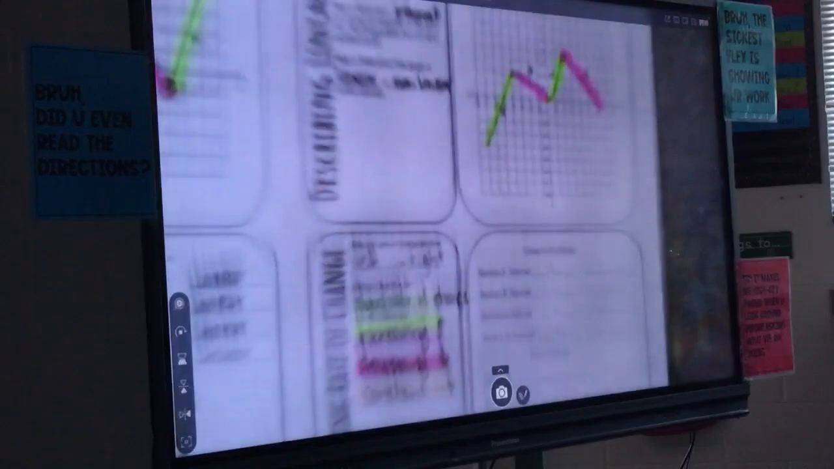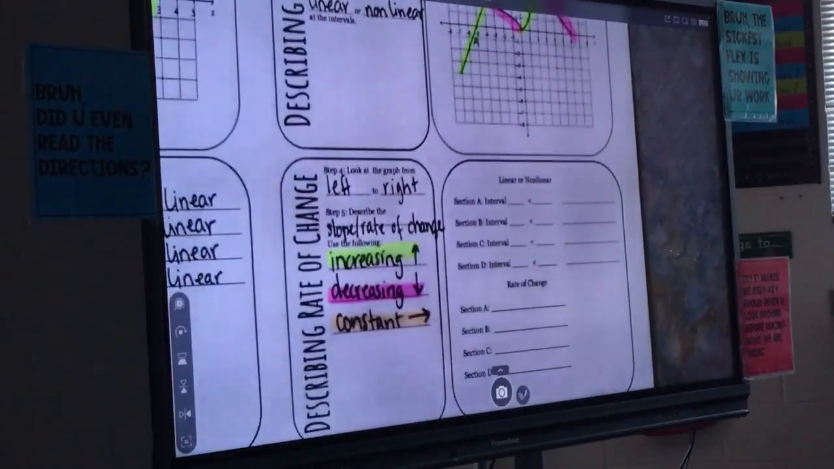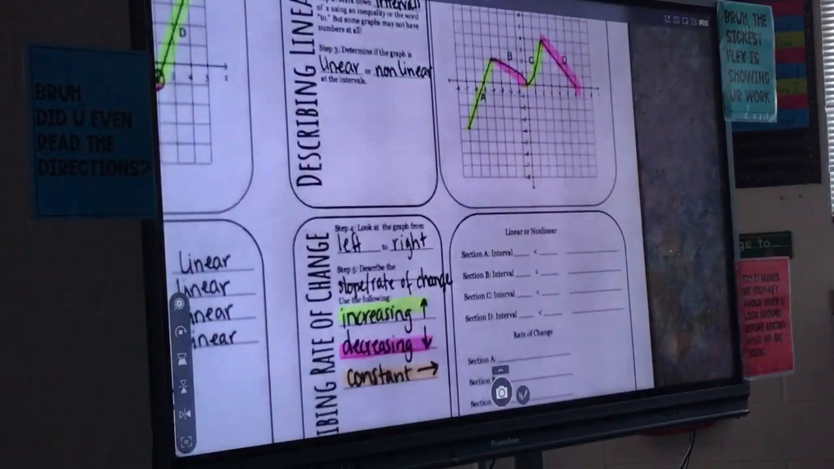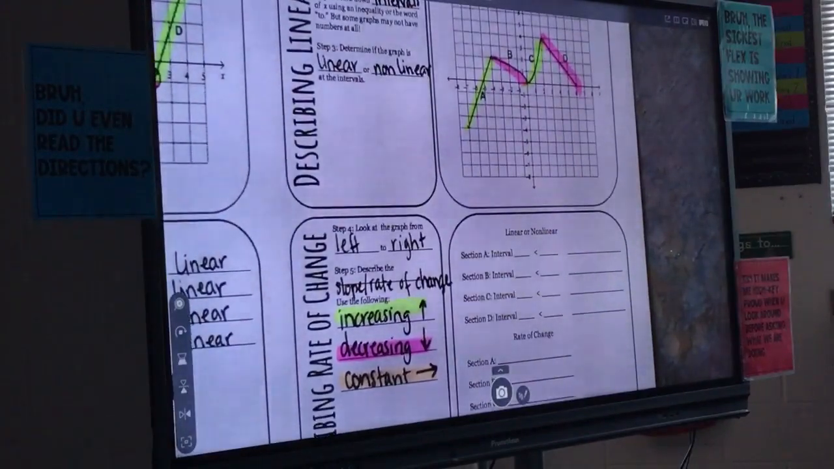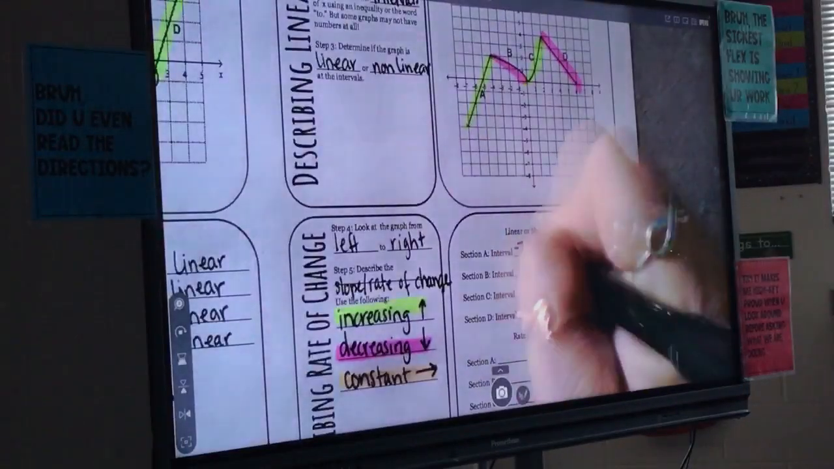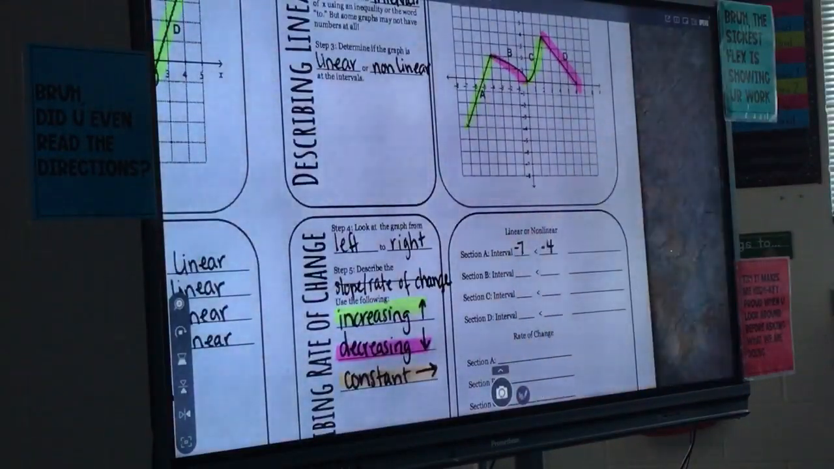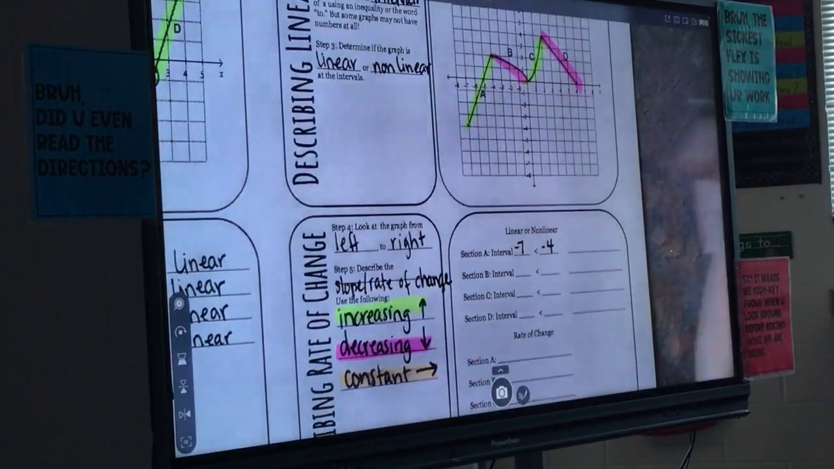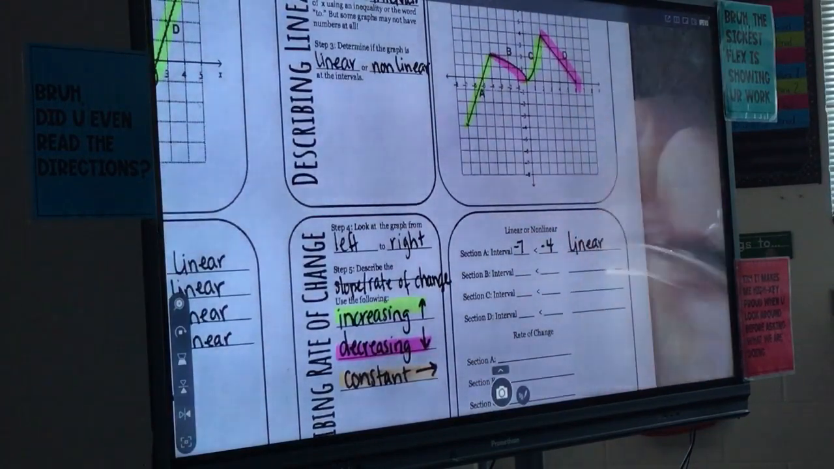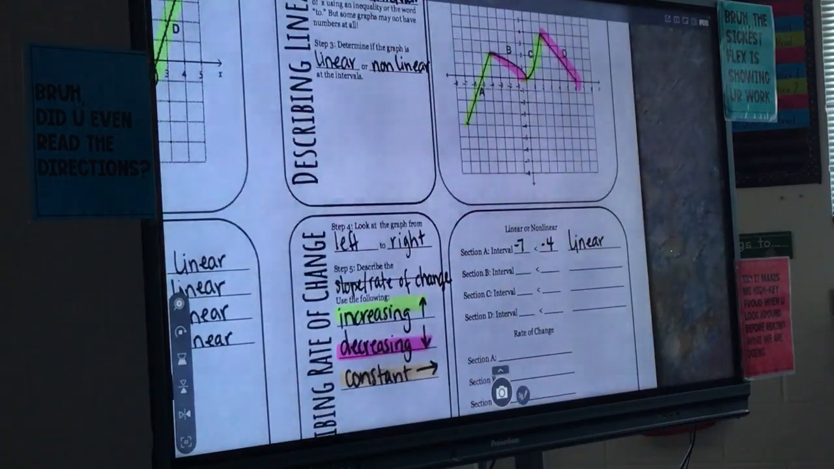All right, so the intervals for section A. I'm gonna give it a try. What are the 2 numbers that section A starts at and ends at? Audrey? -7 and -4. All right, and -7 is less than -4. And is it linear or non-linear? Linear. And how do you know? Because -4 is greater than -7, and it's a straight line.